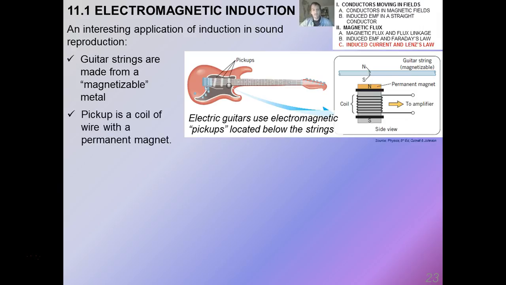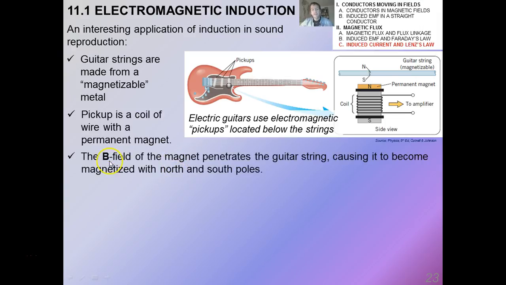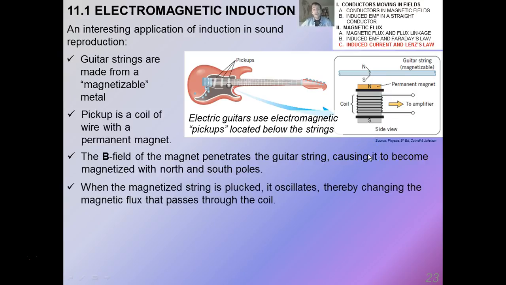at least temporarily. The pickup is a coil of wire with a permanent magnet in it. The magnetic field of the magnet penetrates the guitar string. So you can see how the field lines would go up in this case, therefore creating all these little magnetic domains along the cross section of the wire oriented north-south like that. So that B field causes these domains to line up and it causes the guitar string to become magnetized vertically. When the magnetized string is plucked, it oscillates.